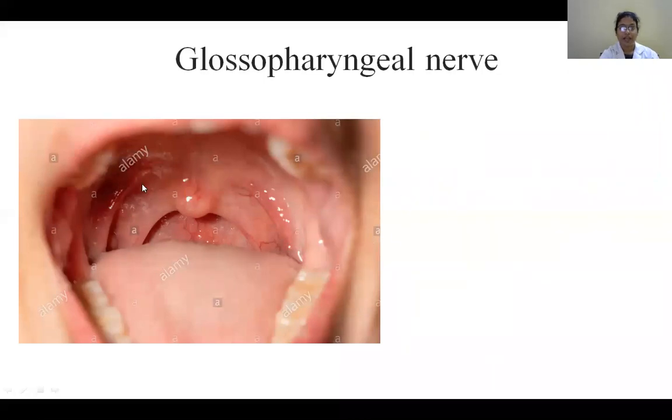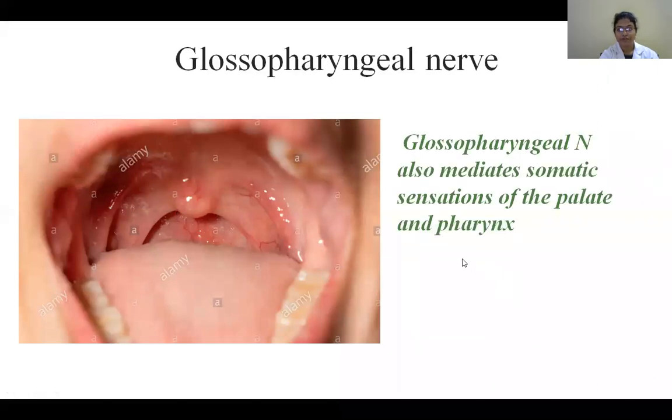Now, as you know, it is associated with the muscles of the pharynx. So glossopharyngeal nerve also mediates somatic sensations of palate and pharynx. So he asks the subject to open his mouth.